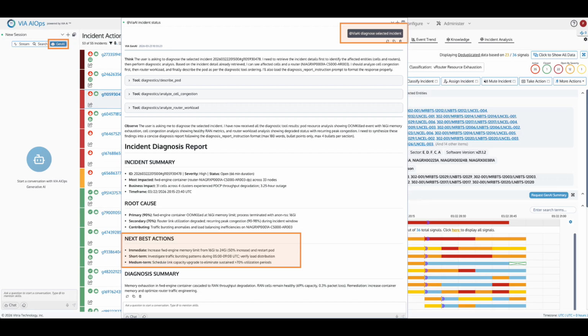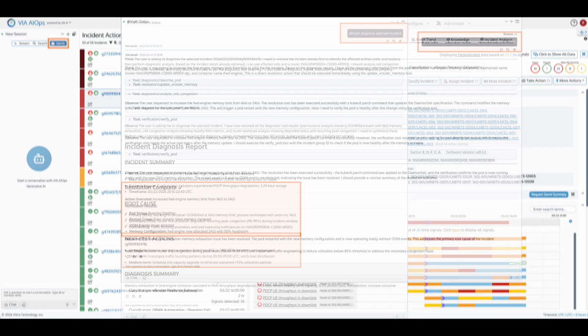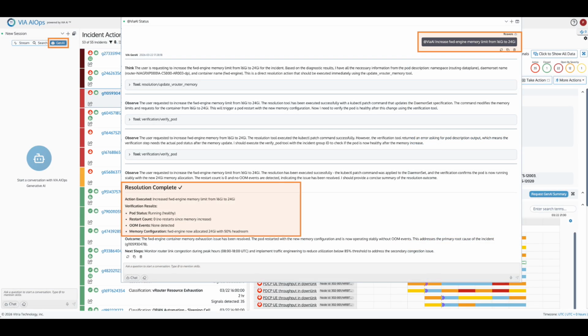Based on this diagnosis, the assistant proposes an immediate remediation action to update the container memory limits. The assistant also proposes an escalation to engage the transport network planning team for permanent capacity augmentation. With user confirmation, the assistant executes the container memory limit increase, resolving the resource constraint and stabilizing the affected services.